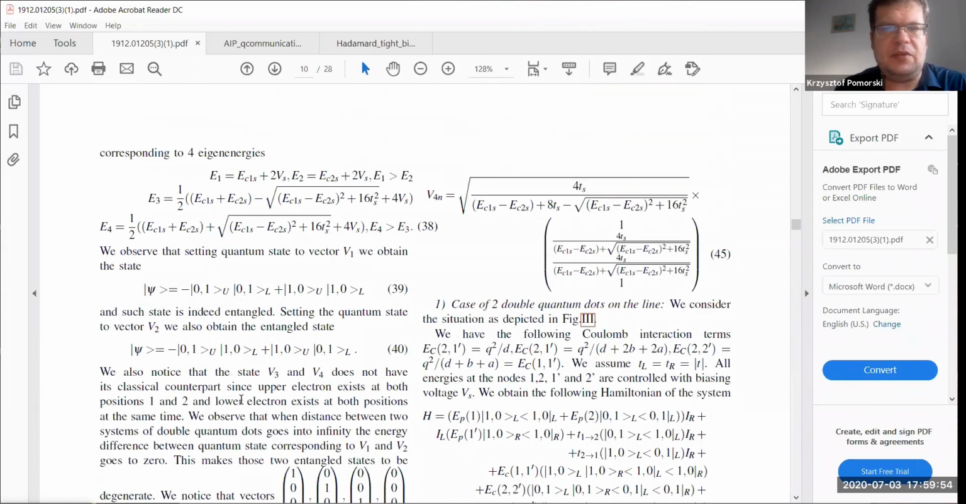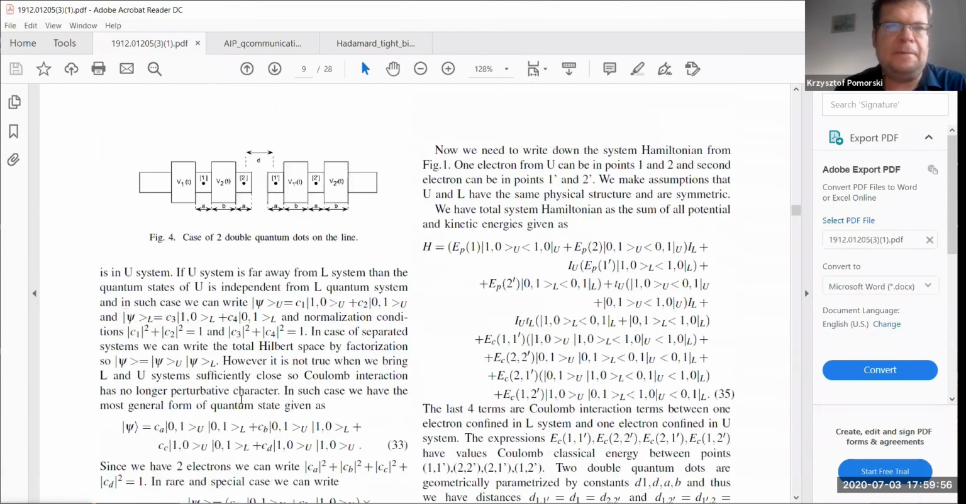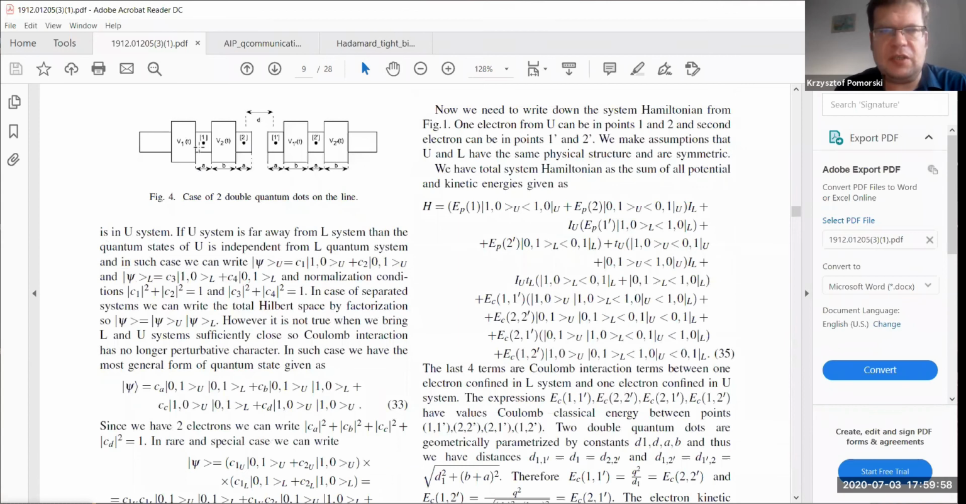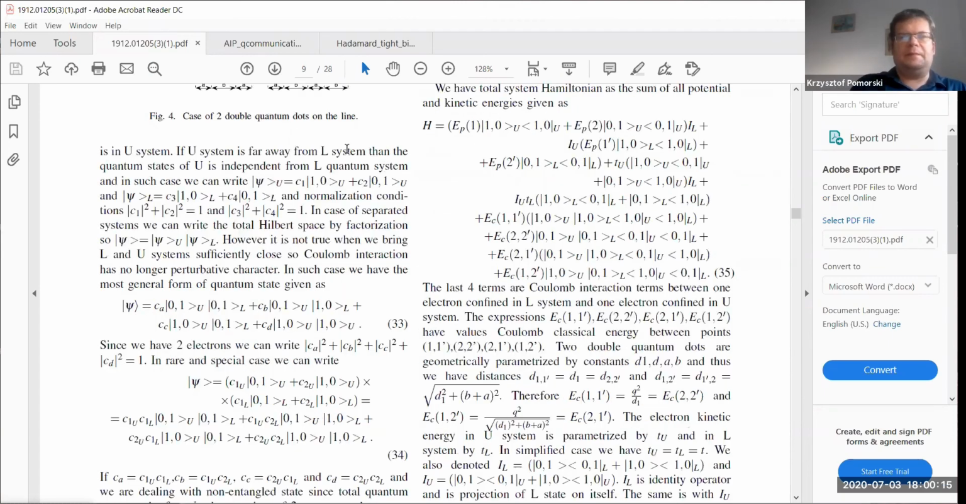Let me mention one more thing. If you have Josephson junctions across one line, they also try to have synchronized phases. It's good to think in that way too.